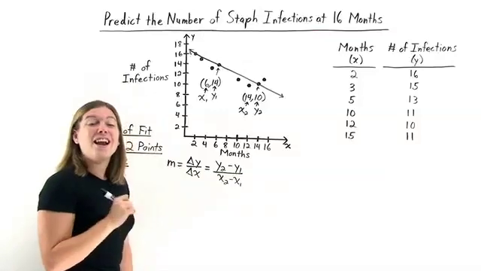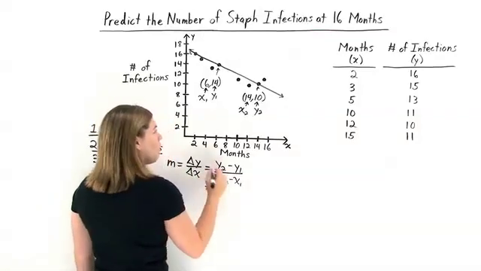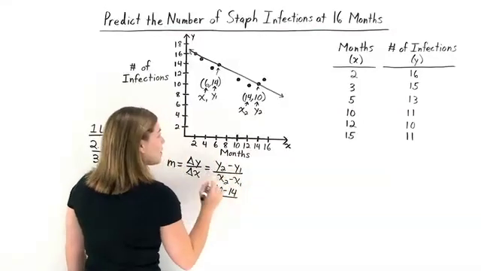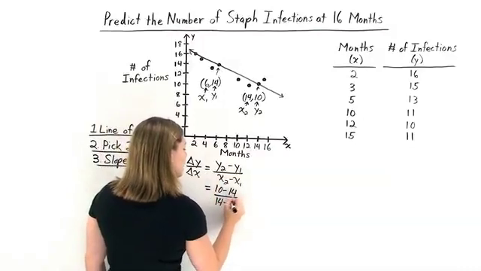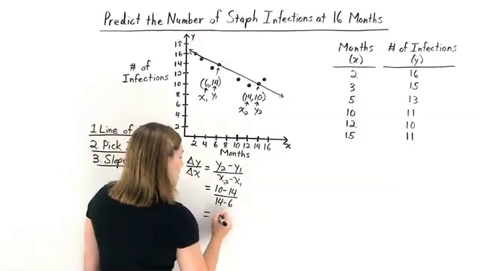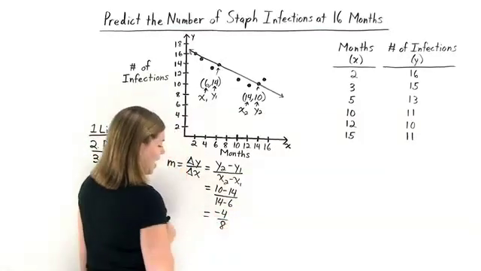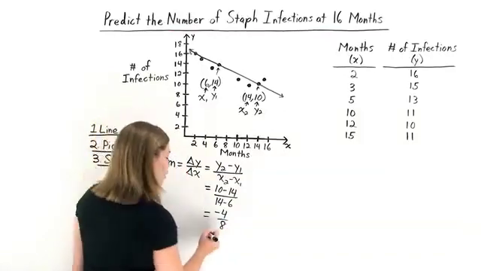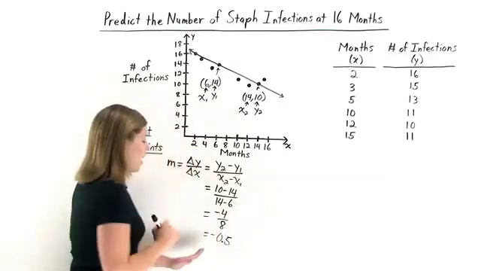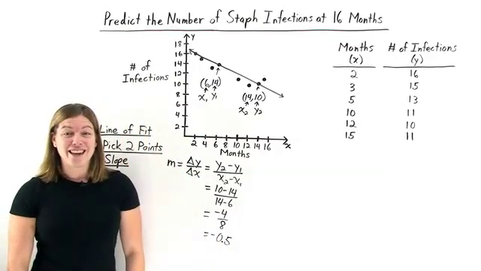Perfect. Now we need to take those values and plug them in for our formula for slope. y sub 2 is 10, and y sub 1 is 14. x sub 2 is 14, and x sub 1 is 6. Then we simplify to find our slope. 10 minus 14 is negative 4, and 14 minus 6 is 8. Negative 4 over 8 is negative 1/2, which we could rewrite as negative 0.5. So now we have the slope of our line.